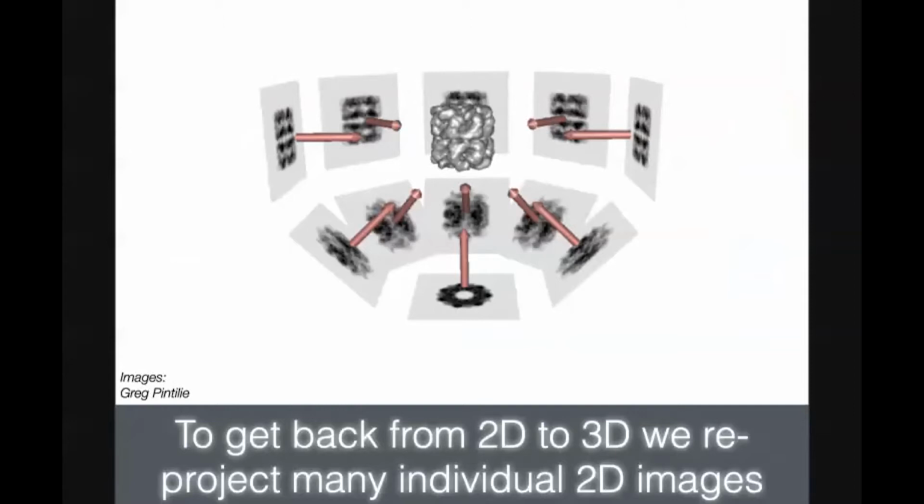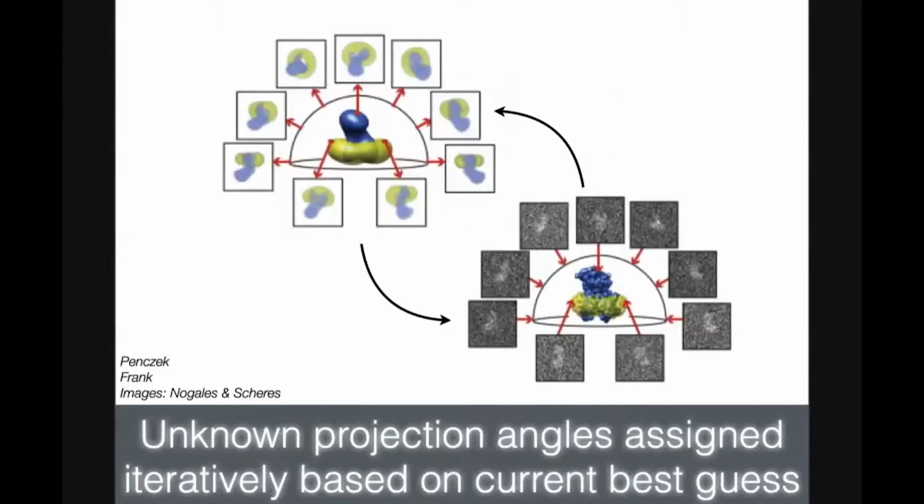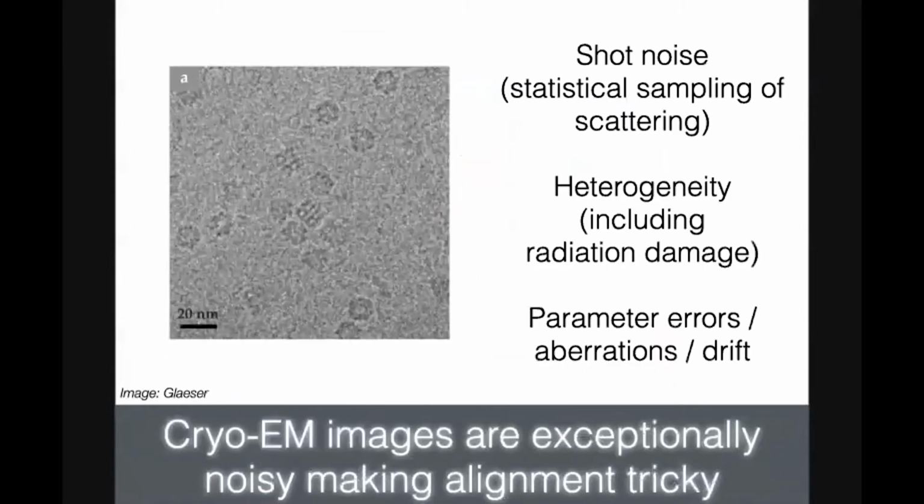So to get back to the original, we have to reproject lots of these particle images back from different angles to obtain a 3D volume. The problem here is that we don't know what angle they were projected from originally. So what we do is make a best initial guess, align our particle images to projections of that guess, and then we iterate back and forth, hopefully improving the structure each time, although that's not necessarily the case.